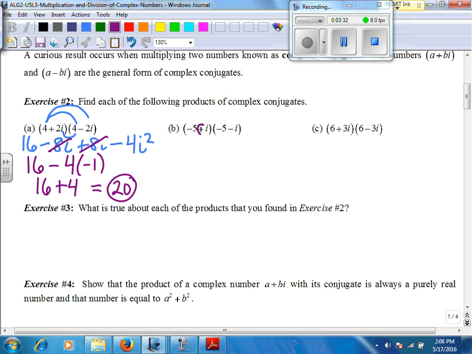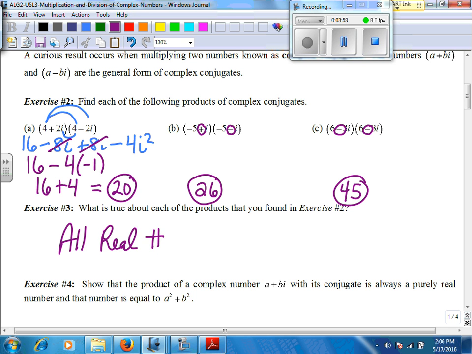So the same thing is going to happen for B and C because those are also conjugates of each other. Again, if you want to try them on your own, you absolutely can. Answer for this one would be 26. Answer for this one would be 45. Okay. And just like we talked about in number 3, it says what's true about each of the products that you found in exercise 2. All of the products that we found in exercise 2 are all real numbers. Okay. There's no imaginary part. And that's going to always happen when you multiply something by its conjugate.